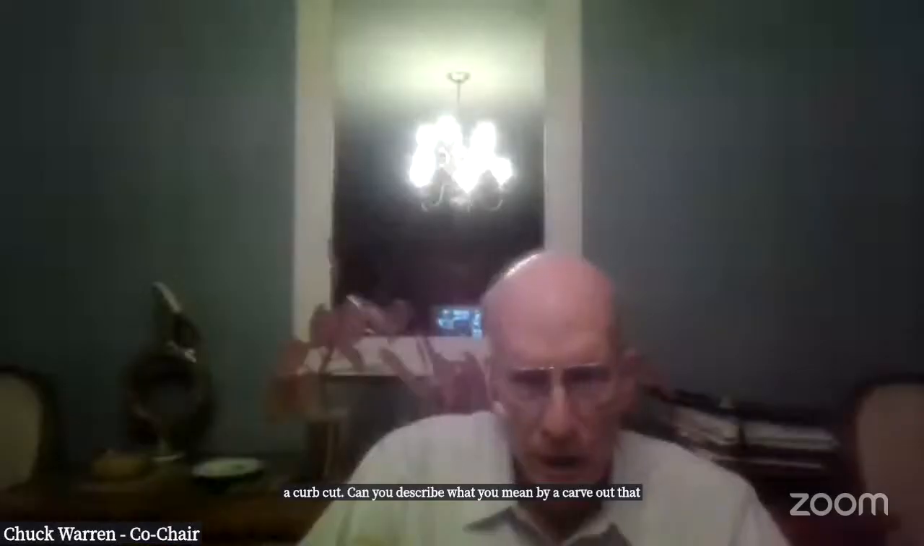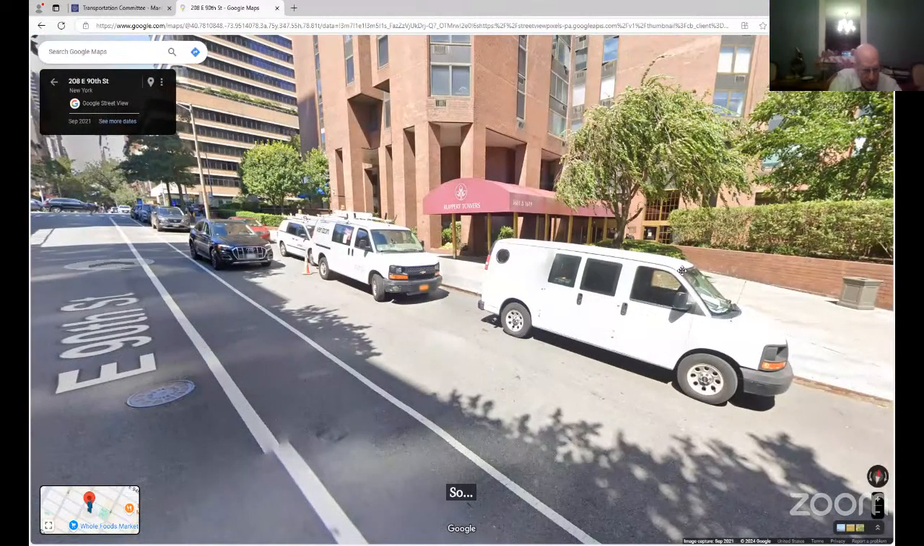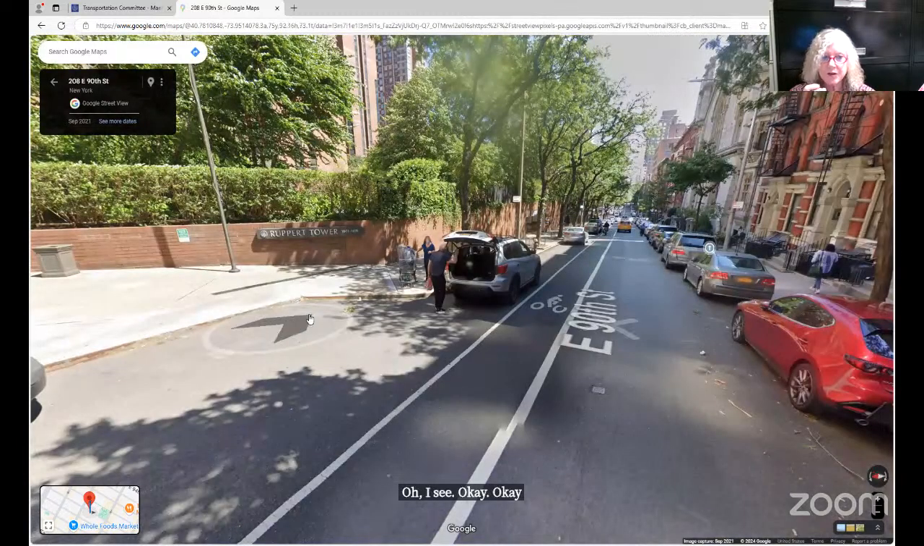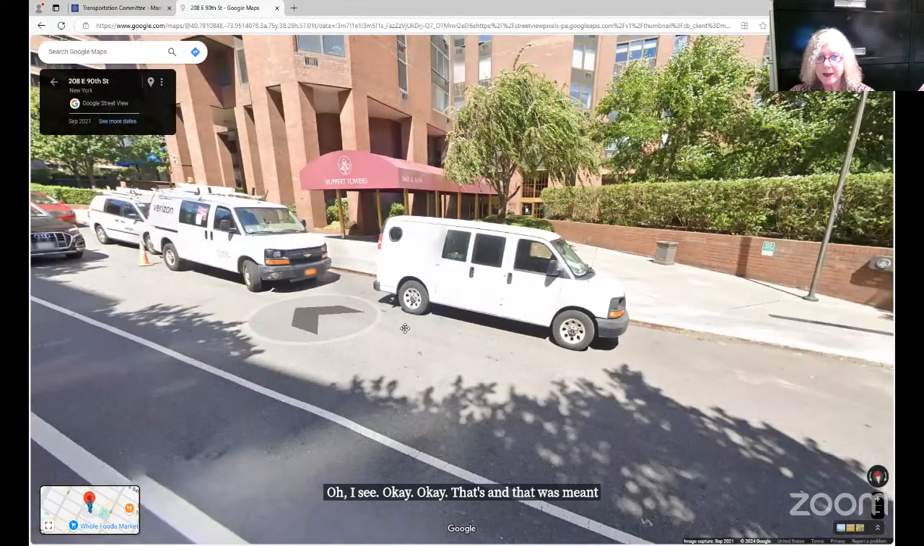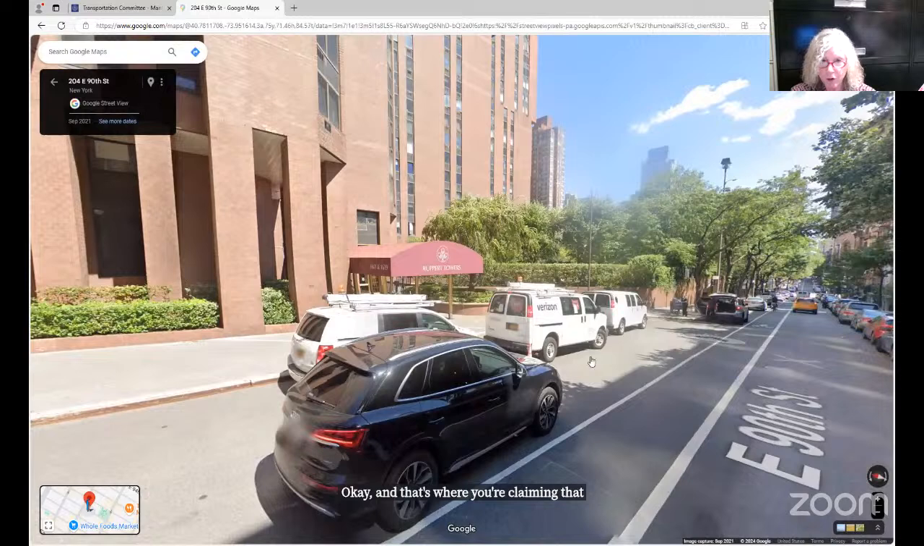The other clarification is, when you talk about a carve out, are you talking about like a mini driveway? You're not talking about a curb cut. Can you describe what you mean by a carve out? Maybe Paul could put this up. Go ahead. You want to? Yeah, or I could try doing it also. No, I have it up. I can put it up on the screen. Yeah, to show it. So on 90th Street, it's right across from me. You see where it is? There's the Rupert Towers. It goes one way. Oh, I see. The intent of that was to get vehicles closer to the building, out of the bike lane, out of the traffic, because it's an access street. Okay, right. And that's where you're claiming that there's a Verizon, for example, standing there.